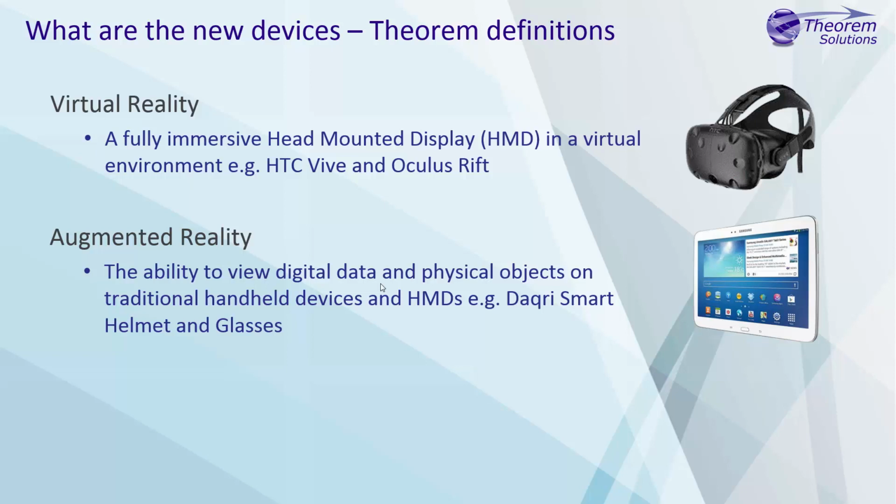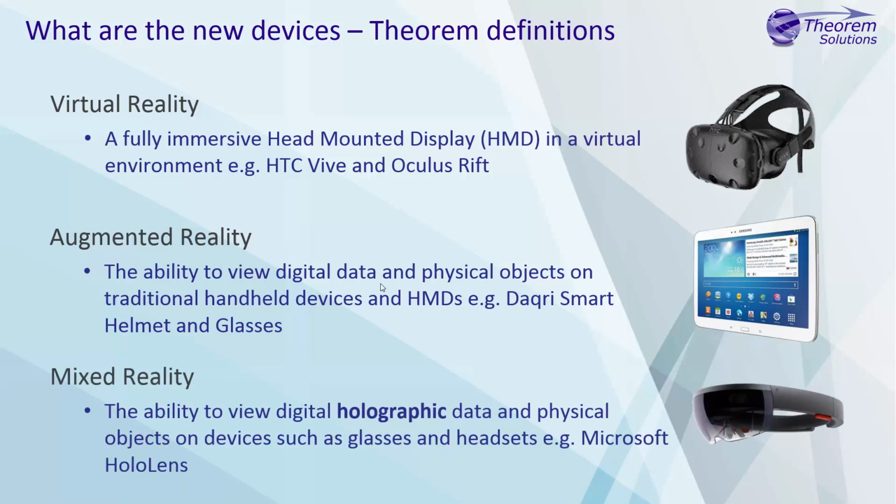Augmented reality is where you're looking at digital data and physical data on the same device. So you may be using a camera on a tablet, for example, and you may look at the room you're in, or the factory floor, or even outdoors, and you impose a digital model or digital image onto the screen. So it's augmenting the real world. And examples of that are tablets, the Daqri headsets, smart helmets and glasses. So again, a definition of augmented reality, our definition in this case.